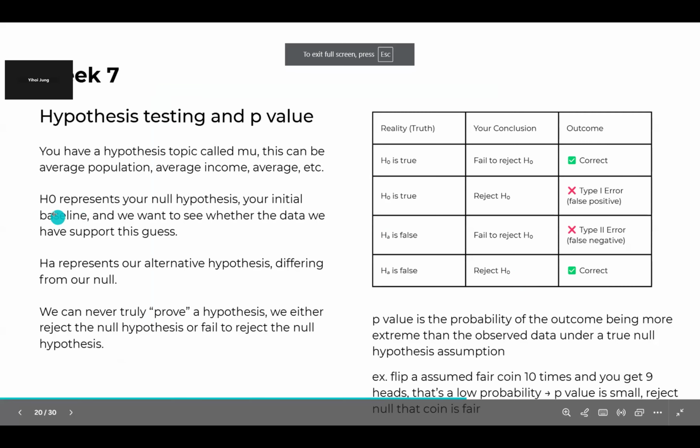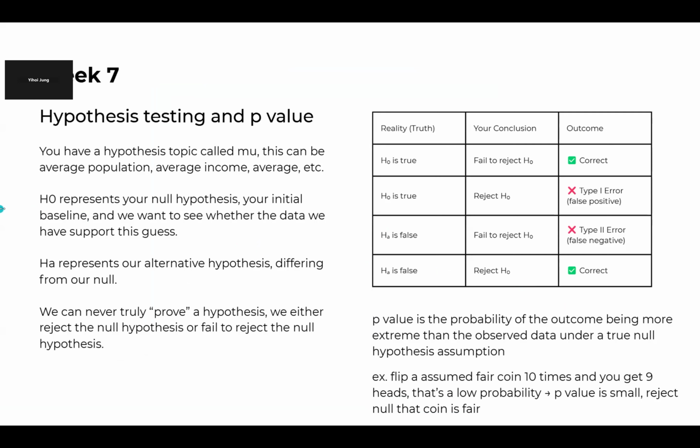So week 7 goes over hypothesis testing and p-values. With hypothesis testing, you typically have a topic or a subject called mu. This can be anything, like average population, average income, some sort of average, or some sort of guess, because this is your initial baseline and you want to see if the data supports this guess or not. But usually we want to try to reject the null hypothesis.